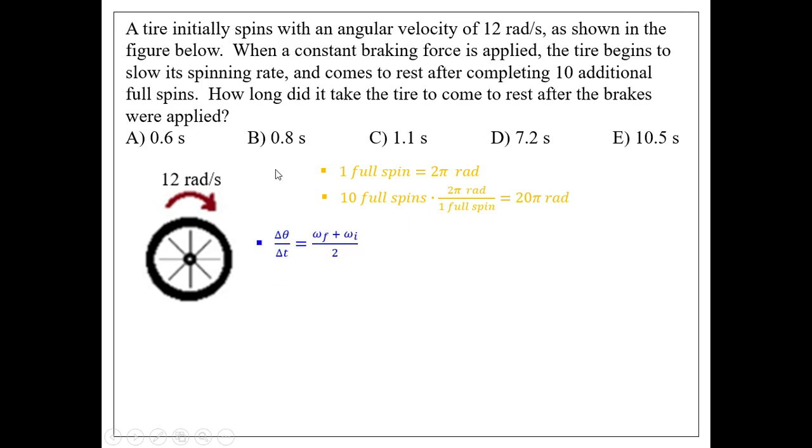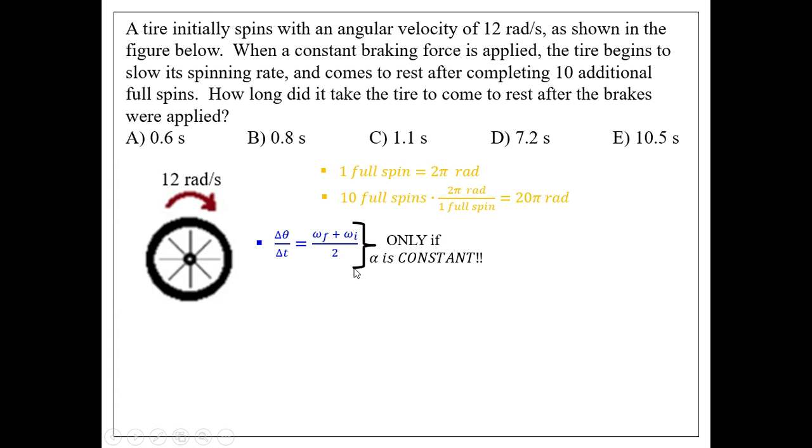All right. To do this one, I think the quickest and easiest way is to use your average angular velocity. Angular velocity can be displacement over time, or it can be final angular velocity plus initial angular velocity divided by 2. It says here it comes to a rest. I'd like to remind you, you can only use this function if alpha is constant. I know alpha is constant for this one because it says a constant braking force. If your force is constant, then your acceleration is also constant, so I can use this average function and set them equal to each other.